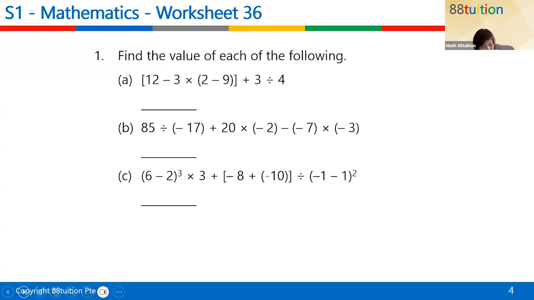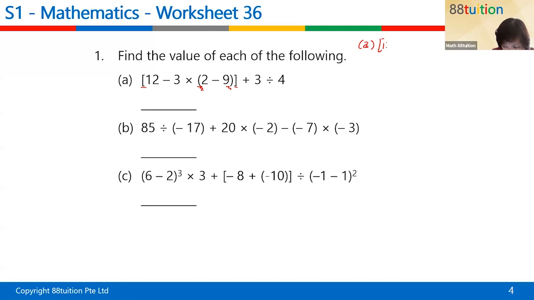This one is the four operations. Sometimes you need to do some mental work. I want you to try not to use a calculator, because we are trying to understand. The reason here we have two brackets. One is this bracket, the other one is this bracket. So we do the inner bracket first. Okay, so let's start from here.